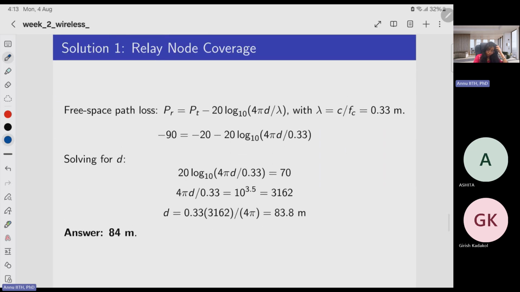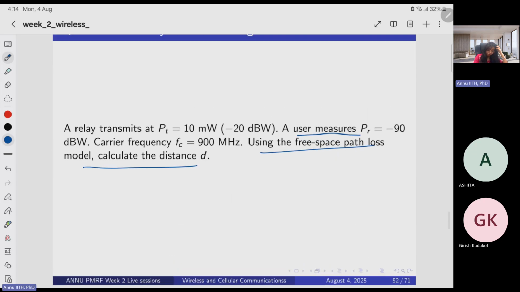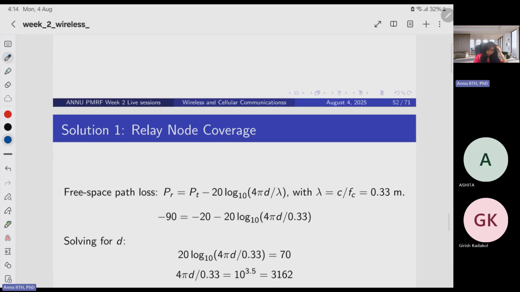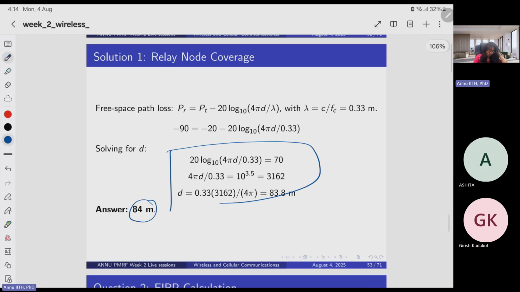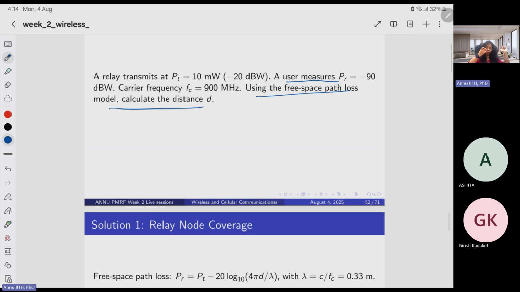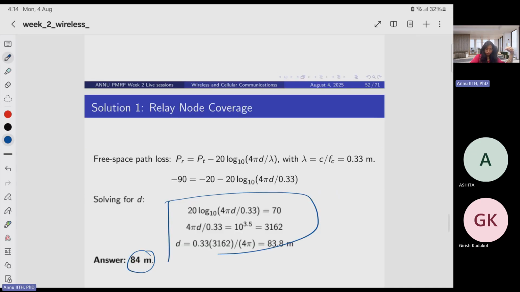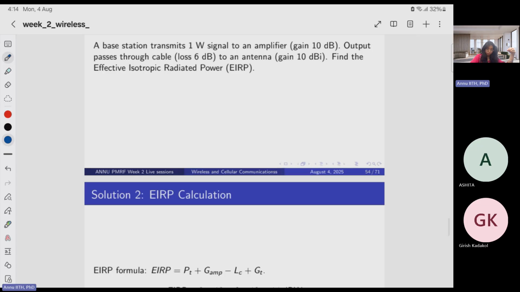How will you calculate the free space path loss? Nothing but PR equals PT minus 20 log 10. Since there is no information on GT and GR, you will assume that it's zero, so that's why I have not taken them. For example, you may not have any receive gain. So lambda equals C by F, and using the formula you'll directly solve and get 84 meters. So imagine with the power of 10 milliwatt, you're getting a distance of 80 meters, and the receive power sensitivity is minus 90 dB, and the frequency is 900 megahertz.